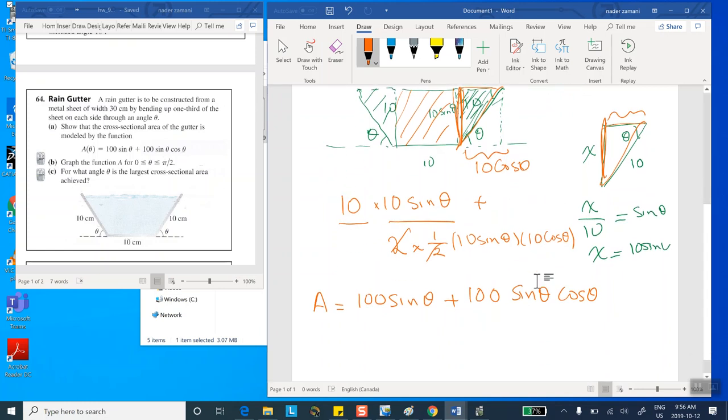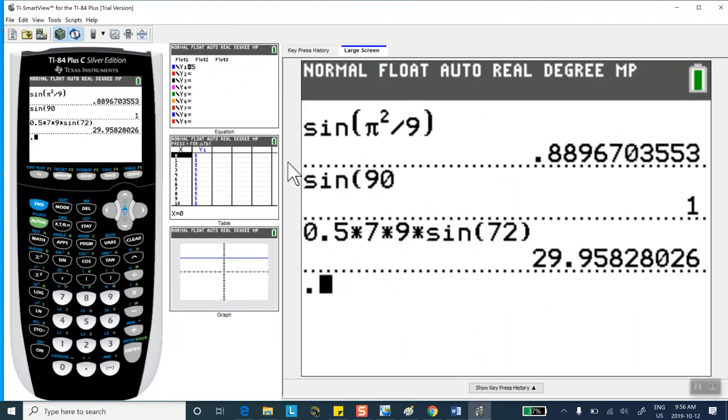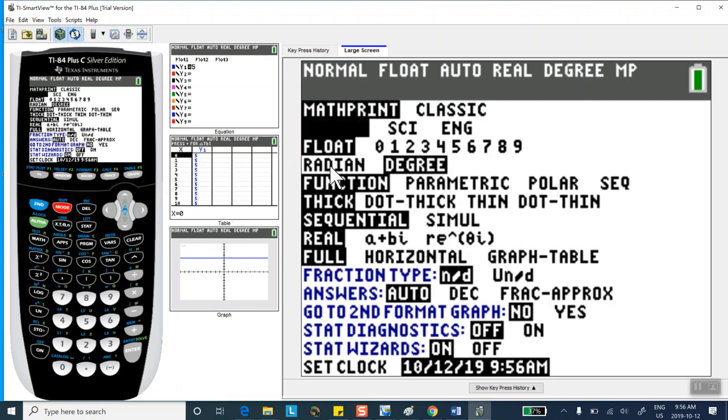Okay, then it says graph this thing for theta between 0 and pi over 2. Okay, so let's go to our TI 84. So first of all, let me make sure that the mode is on radian. I believe it is in degrees. Last time I did this, see that it is on degrees. So let's scroll down here. Now it's in radian. Very good.